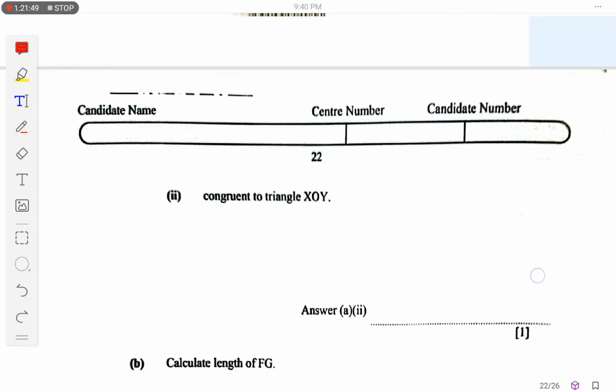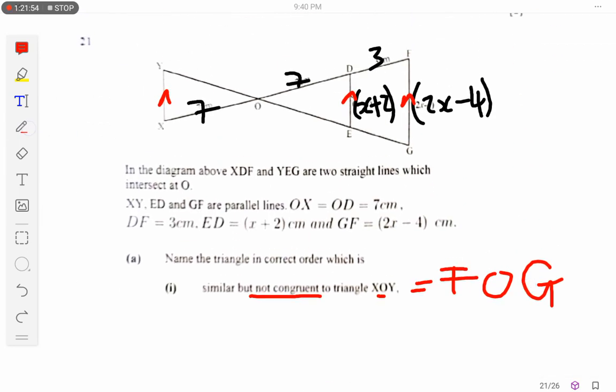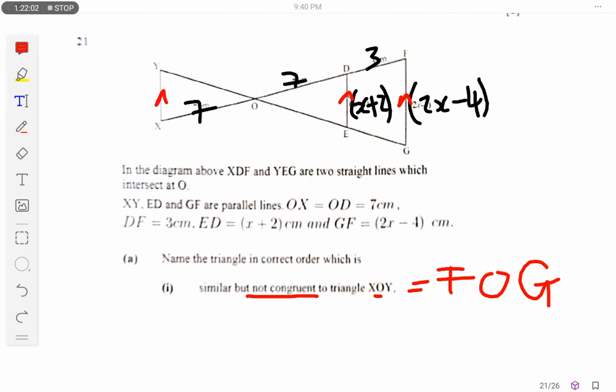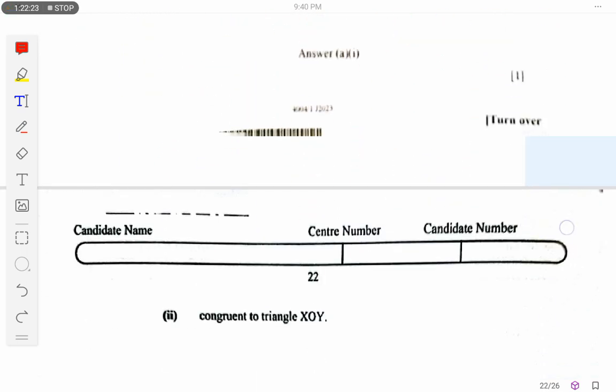Congruent to triangle. Now congruent means they are of the same size. So we now take this other smaller one here, this one, but we take it in the correct order. So the correct order is: triangle XOY is now congruent to triangle DOE. Because we started with X there, this one, which is similar to this one, that's why I'm starting with a D there. Okay, fine. Let's move on.